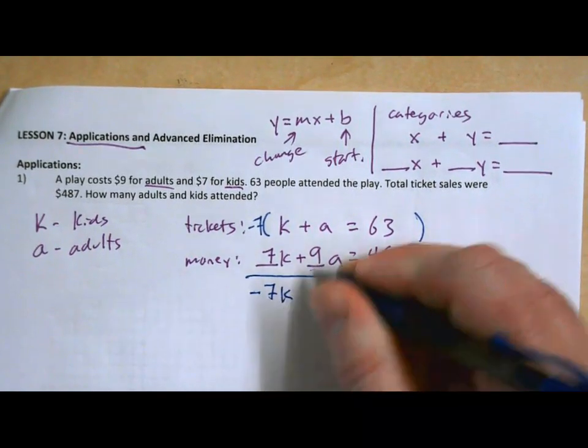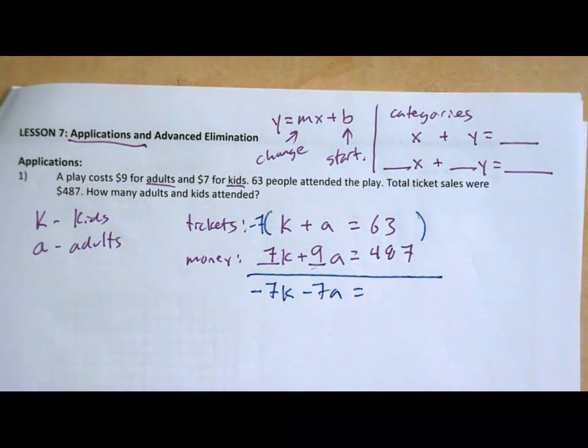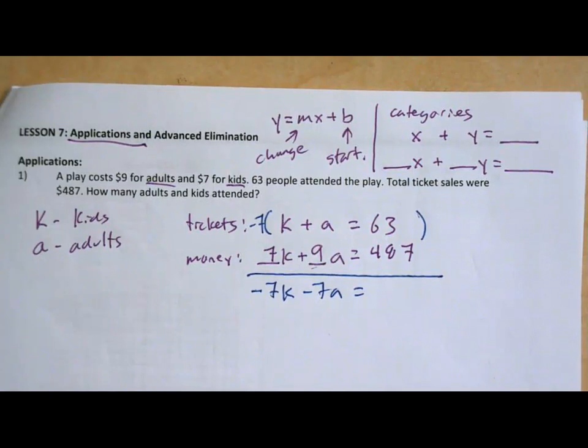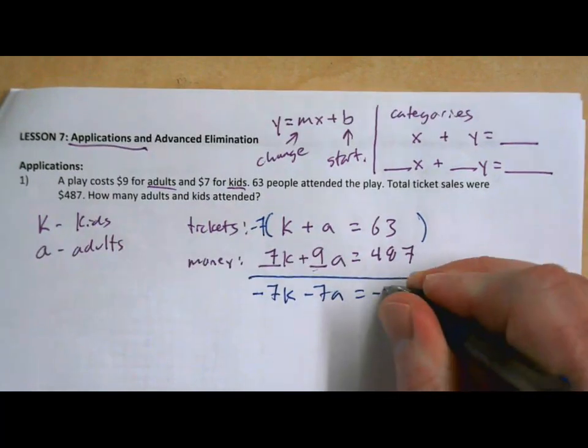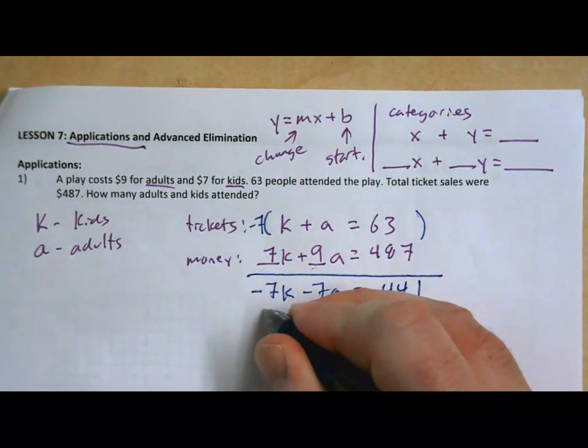-7K, and then that would be -7A equals, and then 63 times 7, oh boy, 6 times 7 is 42, so that's 420. 60 times 7 is 420, and then 3 times 7 is 21, so 420 plus 21 is 441? Nice. Still got it. And then the second equation stays the same.